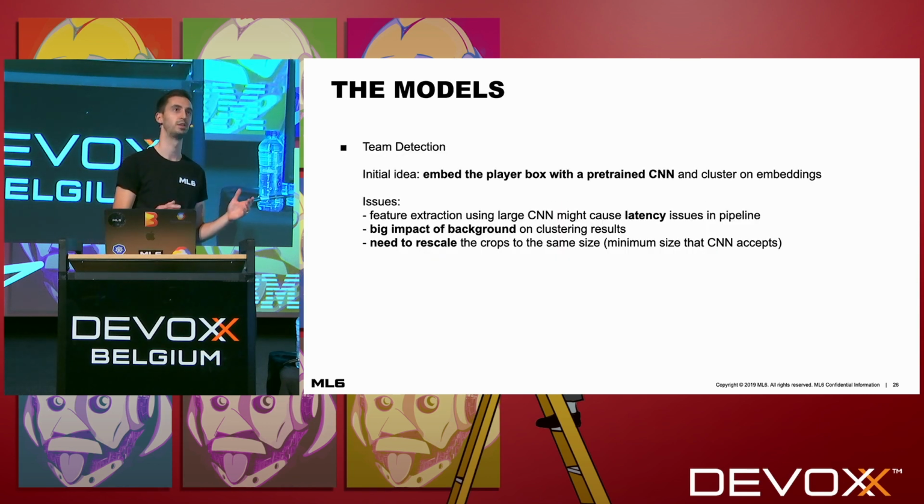Then team detection. It's not sufficient to know where the players are, you also need to classify which team they belong to. So the initial idea that you could have as a machine learning engineer is to embed all of the player boxes with a convolutional neural network and just cluster them on embeddings, on a vector representation. But the issues that we faced here were that you get added latency, because you need to send all of the bounding boxes through your network to get the embeddings. We found that there was a big impact of the background. And also you need to rescale your crops so they fit the size that your model is expecting.